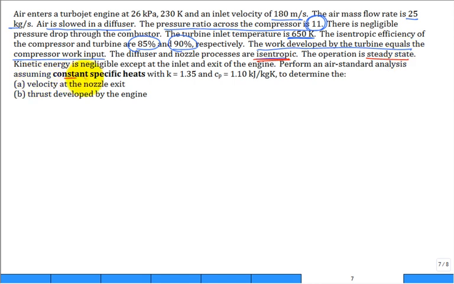And assume constant specific heat so that we don't have to do a lot of interpolation in the air tables. Makes life a little easier. I didn't say it was more accurate. Just said it was a little easier. And here is a k and a lower. So they changed the effective temperature. It's not a cold air standard analysis. That k is a little higher temperature than for the cold air standard analysis.